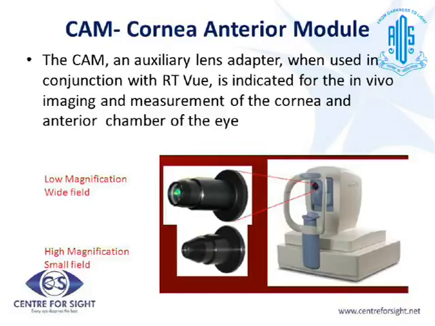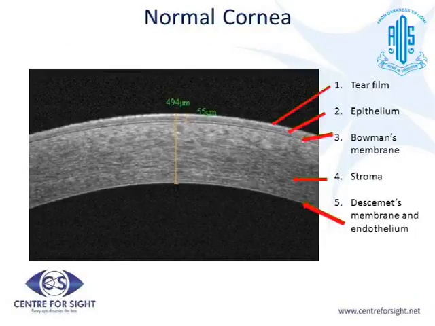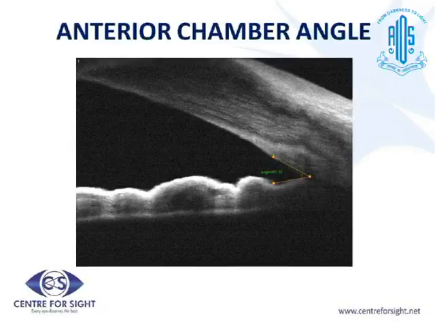With the systems converted from retinal scanners, you need to use add-on lenses like the cornea anterior module, which provide us with various scan options. With the high resolution anterior segment OCT, you can visualize almost all 5 layers of the cornea, starting from tear film, epithelium, Bowman's membrane, stroma, and Descemet's membrane and endothelium. It also gives us the detailed morphology of the anterior chamber angle.